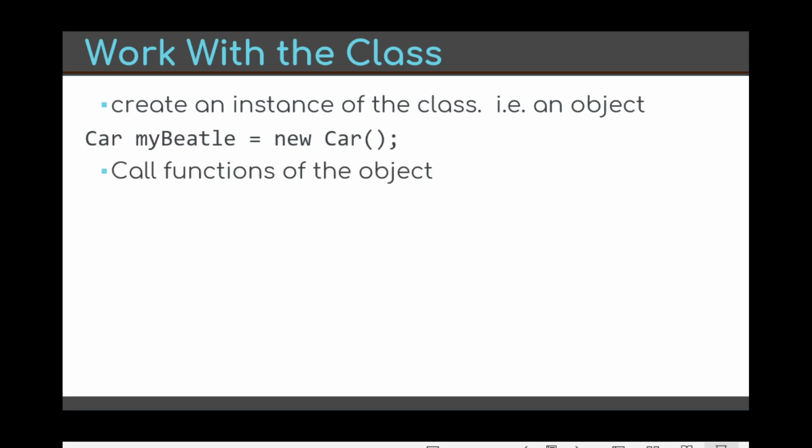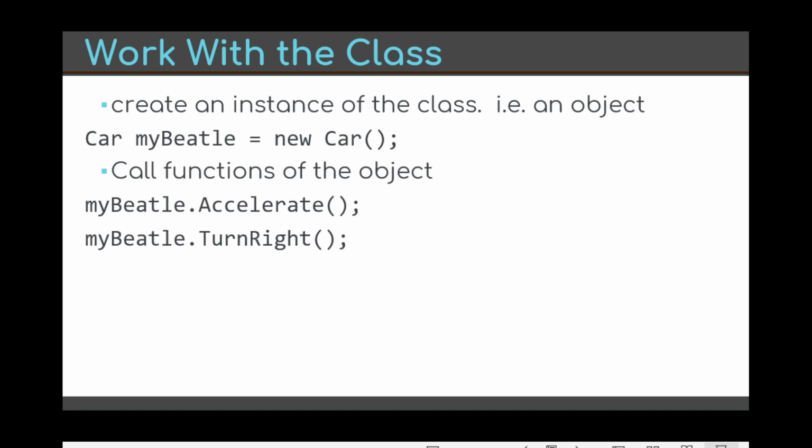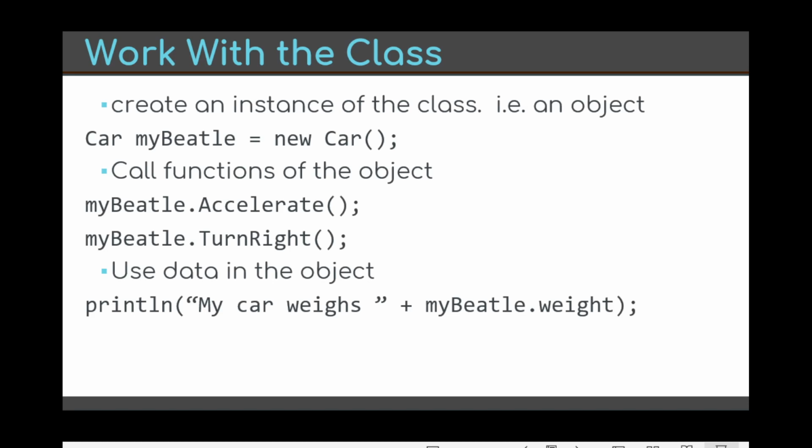Now we can call functions on the object. myBeetle.accelerate. Turn right. And we can use the data in the object. "My car weighs" plus, concatenate, myBeetle.weight. Right, now we have all this stuff encapsulated in one instance, one variable, myBeetle. And we can access all the values of that instance of that car and all the functions.